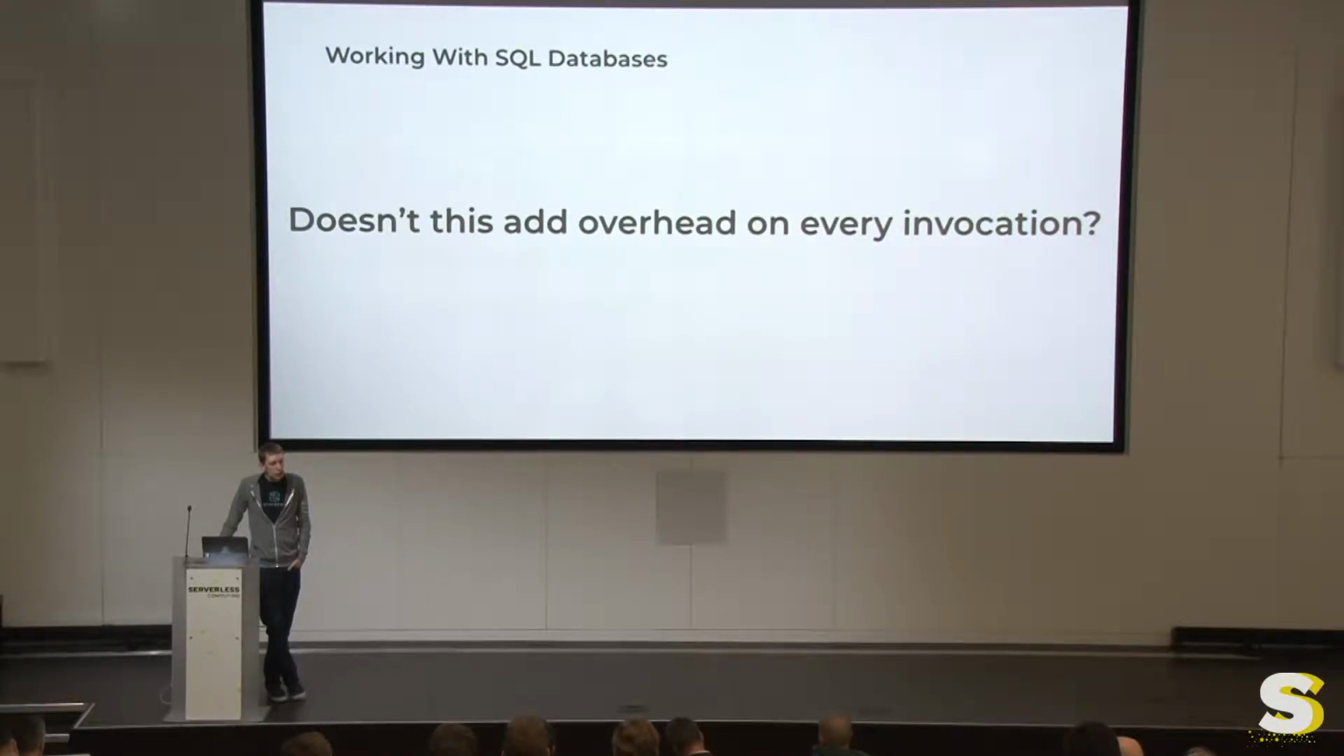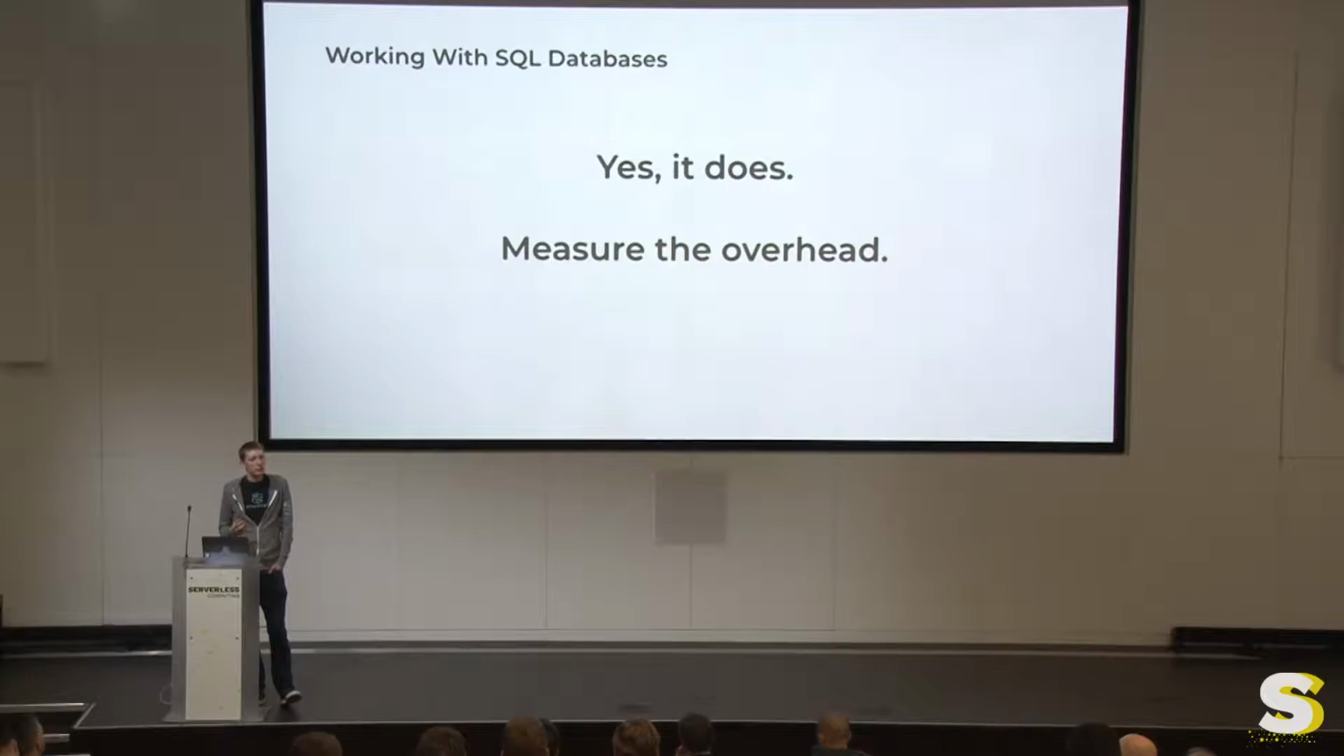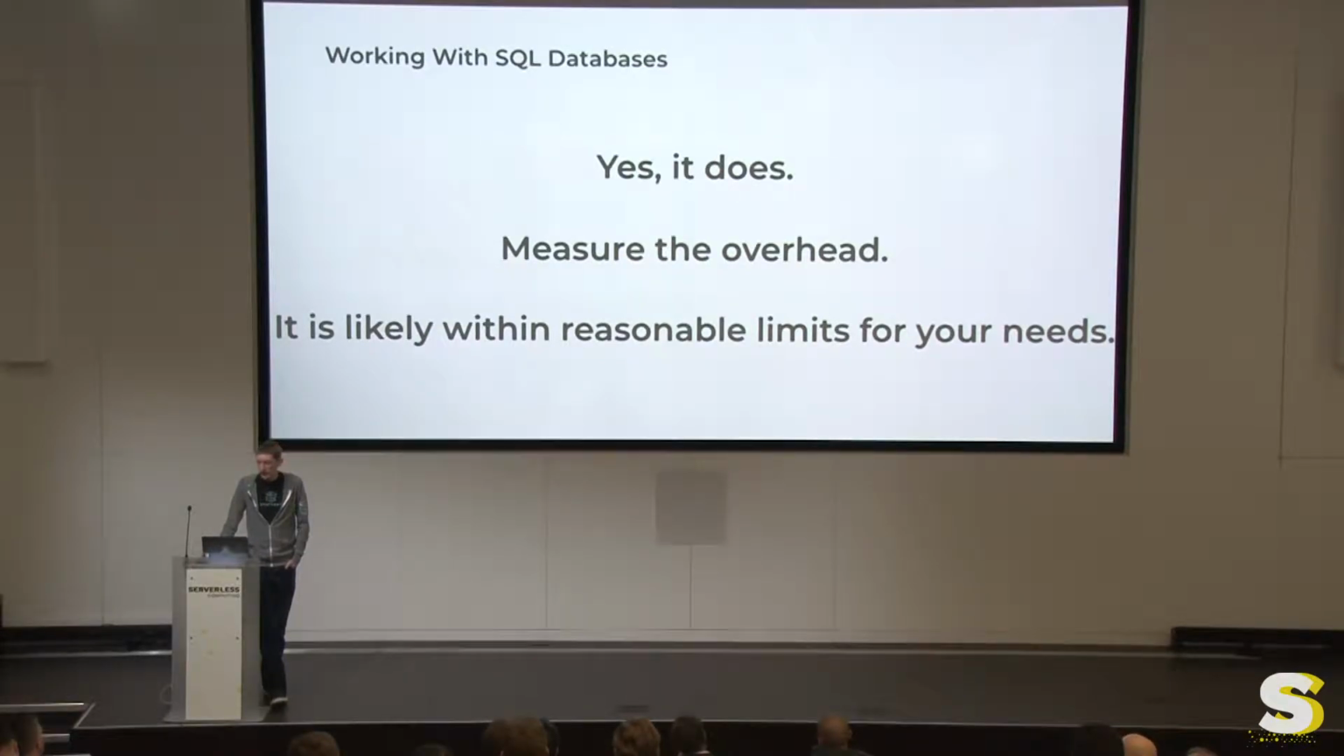Isn't that something I should be concerned about? And the answer is, yeah, it does. It's true. But at the same time, think about what is the use case for your API. If you measure this overhead, then there should be some threshold at which you say to yourself, the overhead is reasonable or it's unreasonable. And more often than not, the overhead is oftentimes very reasonable for your use case.